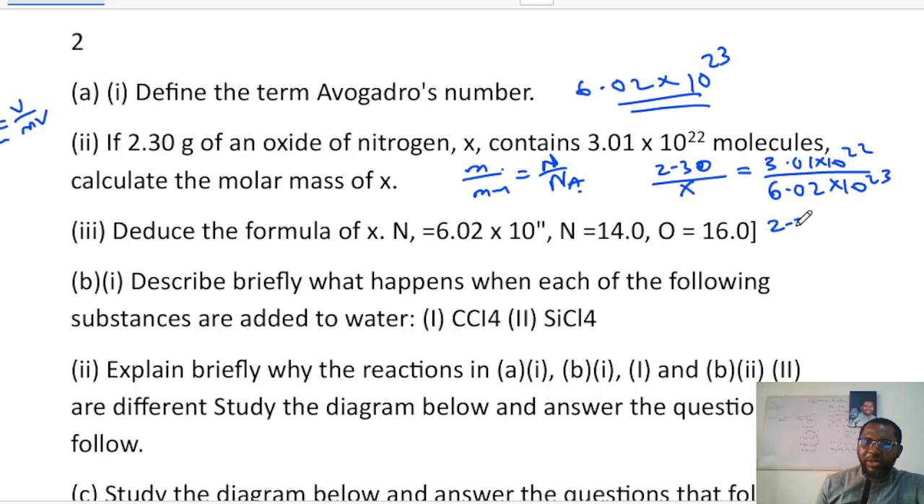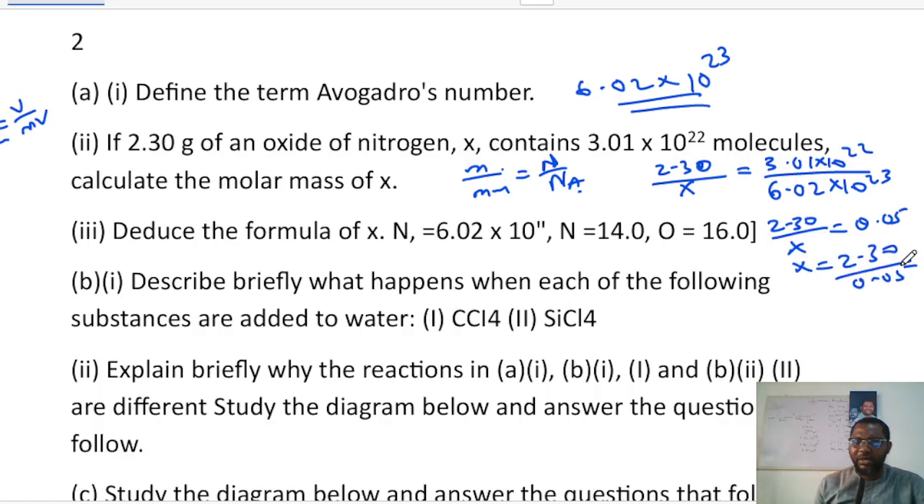So this will be 2.30 divided by X is equal to, we already have it here, 0.05. So that means X is going to be 2.30 divided by 0.05. Let me use my calculator here quickly.